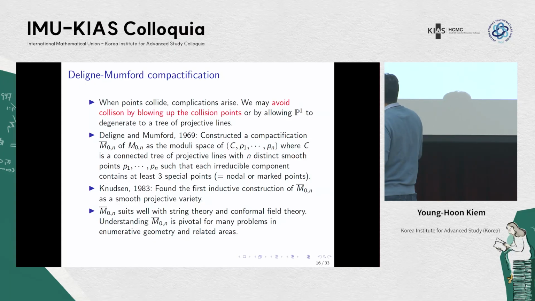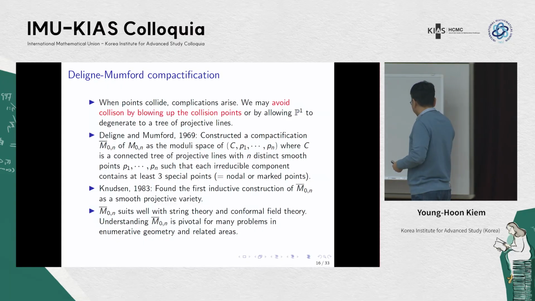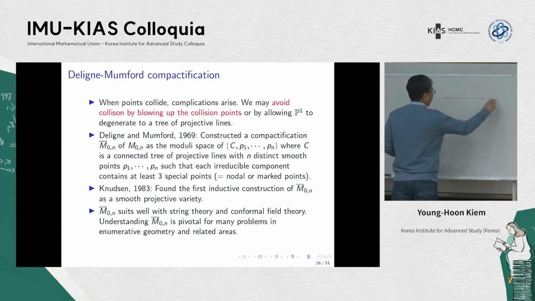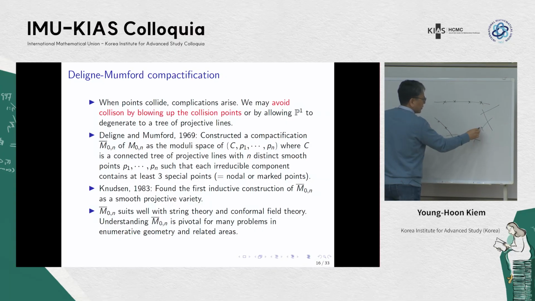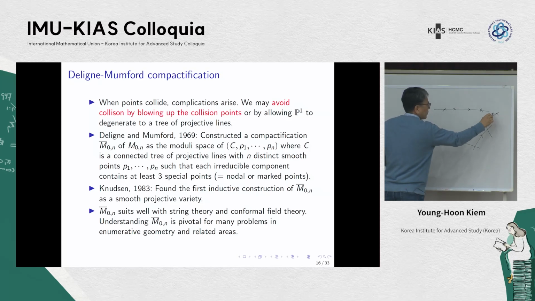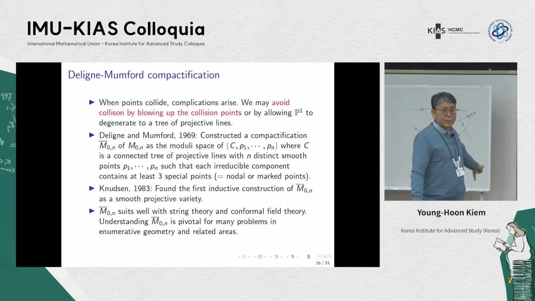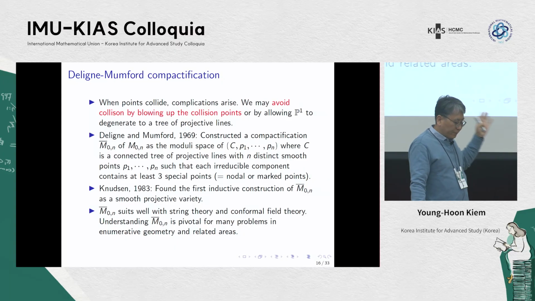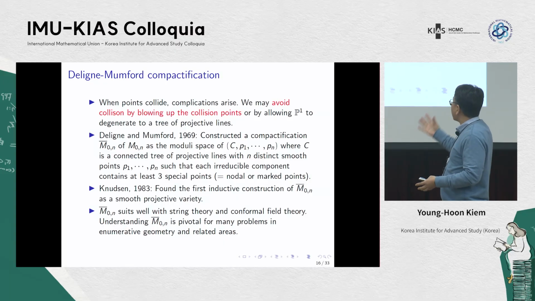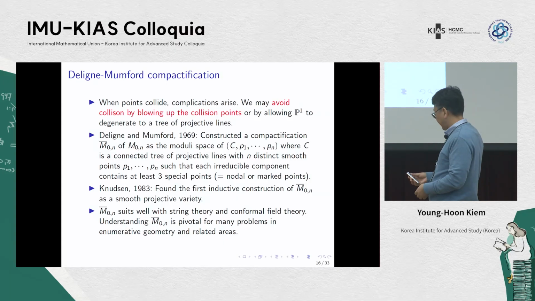So previously, we had only one projective line, and we had our marked points here. But now, our curve may degenerate into a tree of P1s, and marked points can be distributed like this. So this is a price we have to pay. You have to allow my P1 to degenerate into a tree of P1s. And then Deligne and Mumford told us that then you get a nice compactified moduli space.